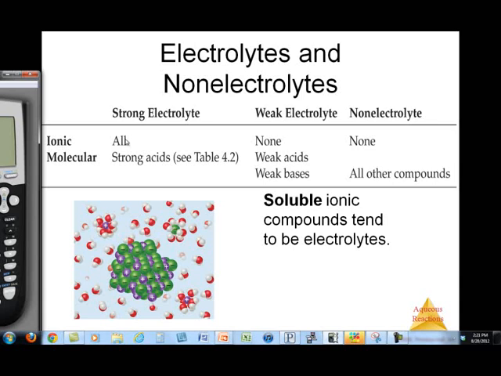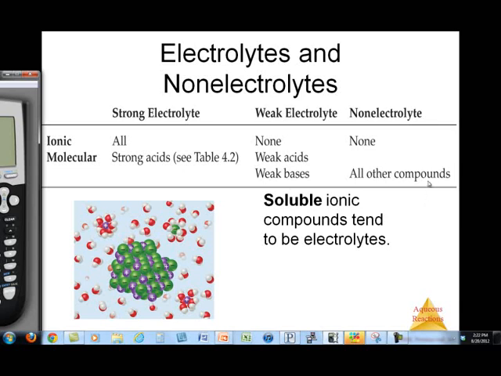Now, all ionic compounds, assuming that they're dissolved, you can assume are strong electrolytes. They will completely dissociate in water. So none of them are weak and none of them are non-electrolytes. For molecular substances, all strong acids, and those are the ones you had to memorize, are strong electrolytes. All weak acids and weak bases are weak electrolytes. Remember, they only partially ionize, and it's that partial ionization that makes them weak. And all other compounds are non-electrolytes.